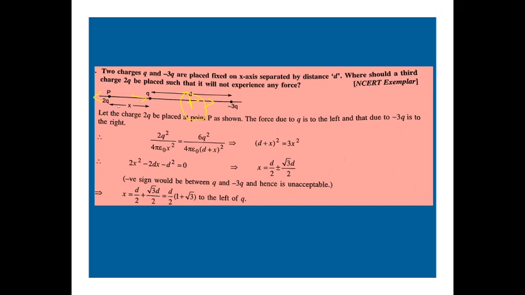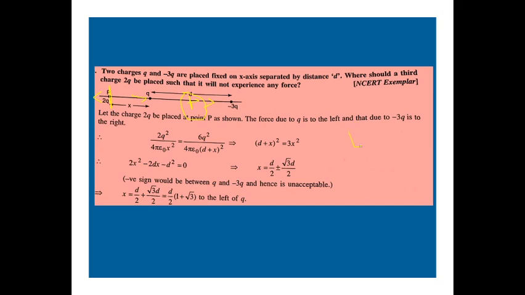On the left side, consider a point P at a distance x from the charge q, where the electric field is such that a test charge will not experience any force. No force means the electric fields are equal at this point. So take the electric field at point P due to q, and the electric field at point P due to 3q.